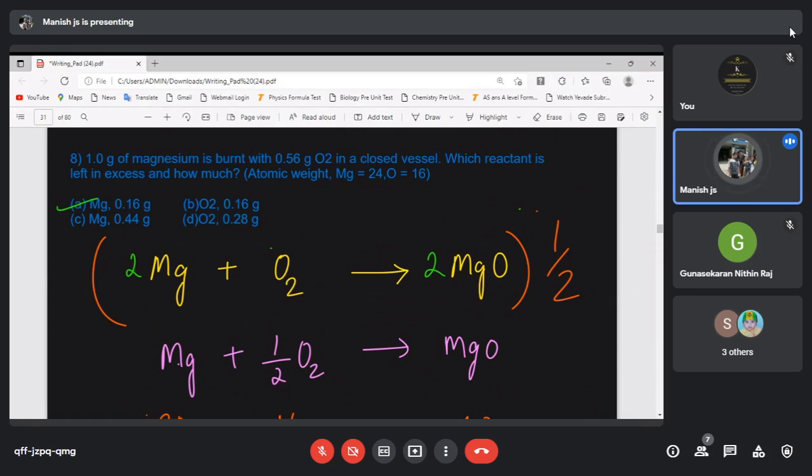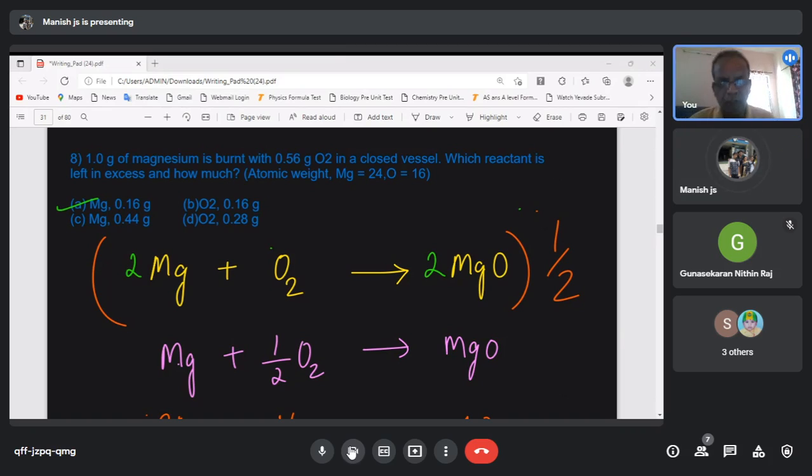That is the reason magnesium is unreacted. Magnesium did not undergo complete combustion. Why? Because the oxygen required for its complete combustion is not available here. So oxygen is your limiting reagent, which is limiting the combustion of magnesium. Okay, that is how you understand this question. Fine, so with this we will wind up. I have taken extra time, but anyway I wanted to see that all concepts are covered.